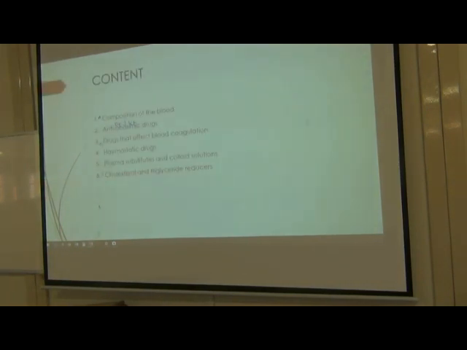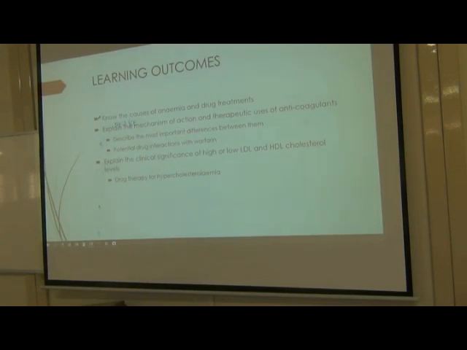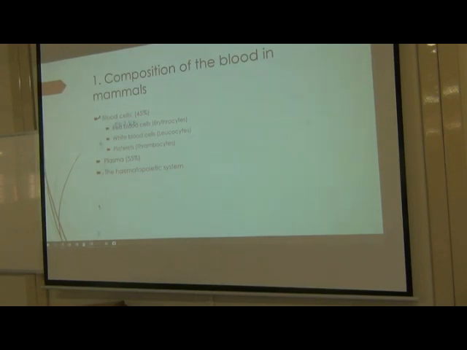So, you've seen the learning outcomes. I already mentioned the composition, that most of these drugs affect the composition of blood. And what is the composition of blood? We've done human biology, so you know what blood is composed of. You have plasma, and then you have the blood cells, basically. And so you're very familiar with this.